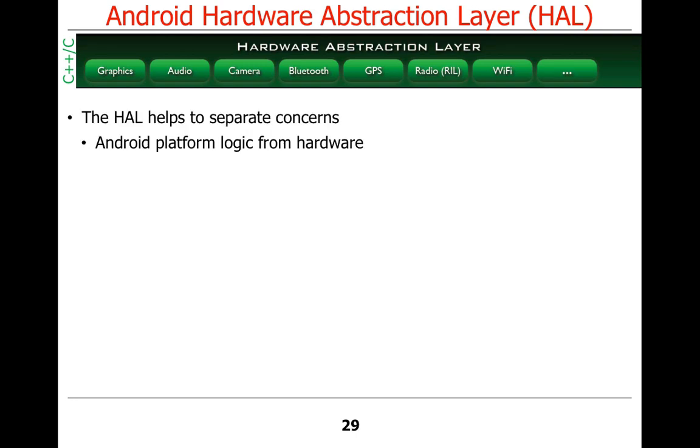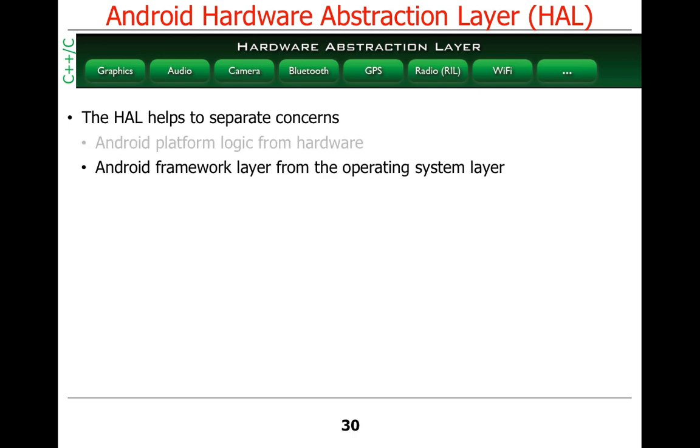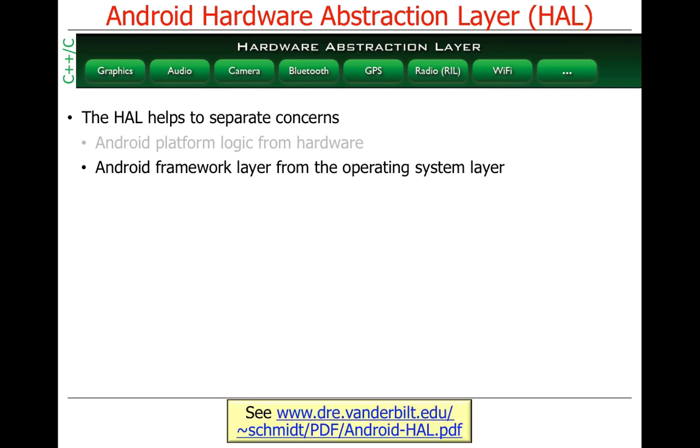Okay, so there's the HAL. The HAL does a couple things. It helps to separate the Android platform logic from the hardware. And it also helps to separate the framework layer from the operating system layer. So what the heck does all that mean? Well, first of all, if you want to know more about what the Android hardware abstraction layer does, there's an article that you can download from my website that goes into it in much more detail. I think it's actually a set of slides.